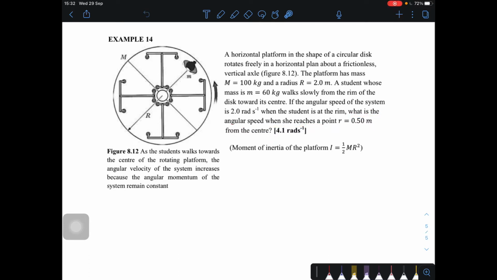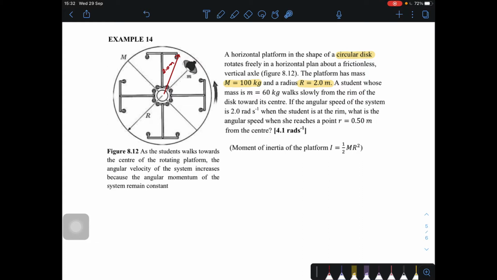Okay, so we are given a diagram here. Di mana diagram ni, dia tunjuk dekat sini. This is the student. So, student ni berada di atas platform. So, platform ni shape dia adalah circular disc. And then this platform will rotate slowly, like this. This is the direction of the rotation. Now, the platform has mass of 100 kg and radius 2 meter. So, from the center to here is 2 meter.